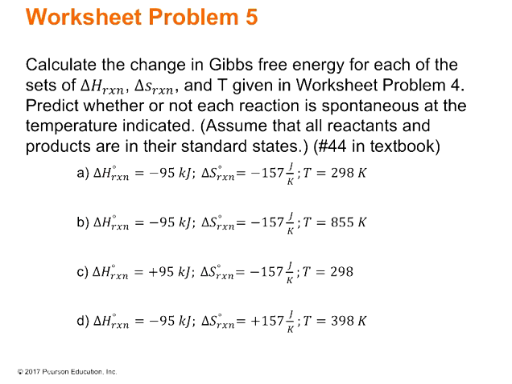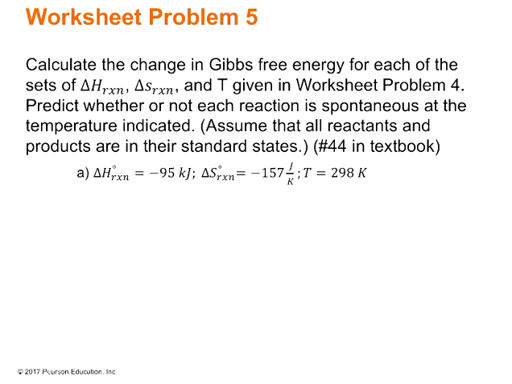Now, if you finished worksheet problem 4 from the other day, you probably already figured out which reactions are spontaneous and which are non-spontaneous. So let's just calculate delta G and double check that we still get the same results in terms of spontaneity. All right, so these are the exact same values from worksheet problem 4. We're just going to plug them into our delta G equation. All right, so again, delta G is equal to delta H minus T delta S. And let's make some predictions here.